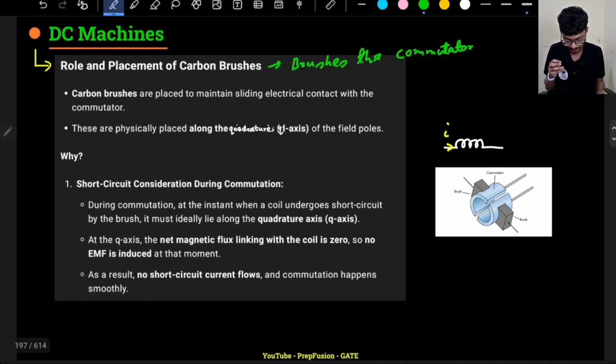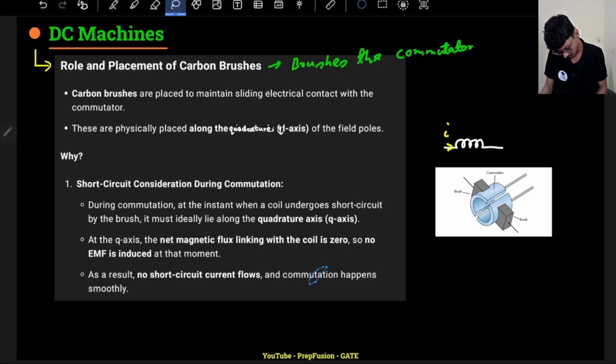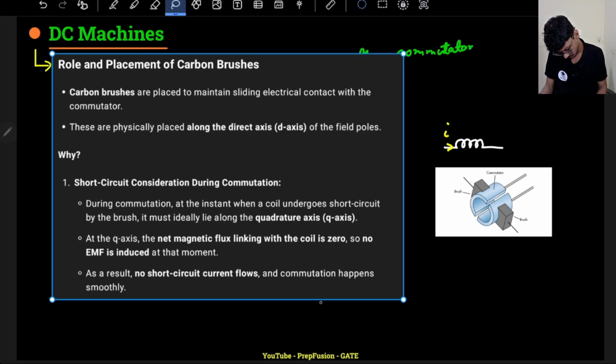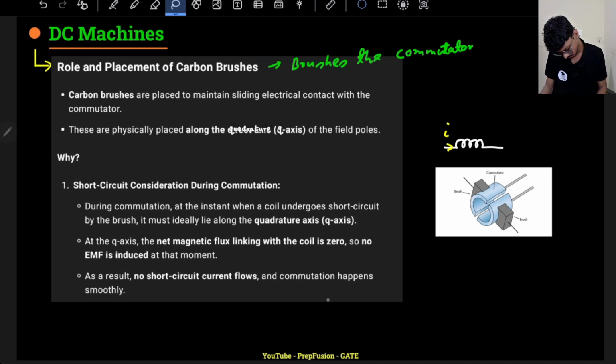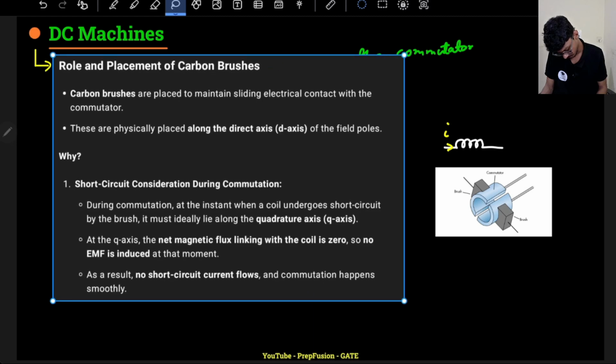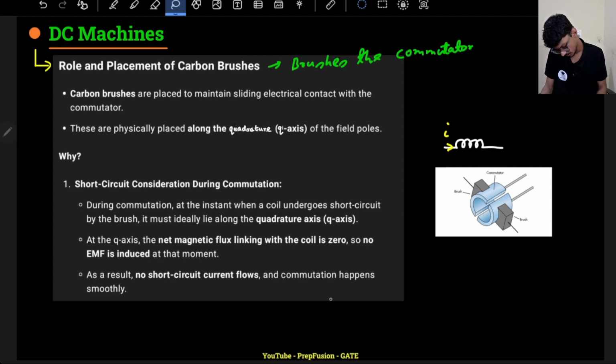So basically the brushes need to be very good and they need to be placed along the quadrature axis of the machine. Okay, just hold on, what is happening here? It is actually wrong. It should be the quadrature axis. That is what I'm trying to say.